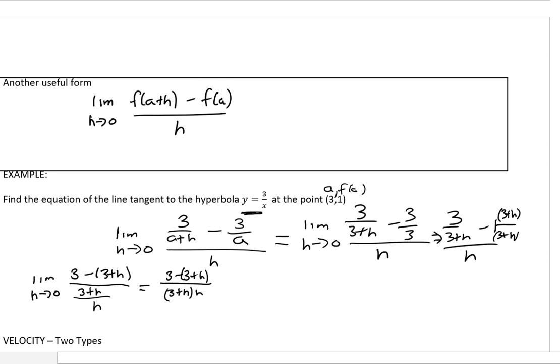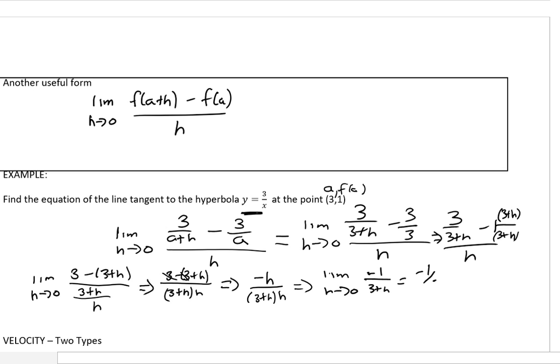Okay, a little bit of simplifying here. 3 minus 3, that's going to cancel out. So what's left on top is just negative h over 3 plus h times h. Of course, those h's now cancel, and so I'm left with the limit as h approaches 0 of negative 1 over 3 plus h. And now I can plug in 0 for h. So it's negative 1/3. That is my slope.